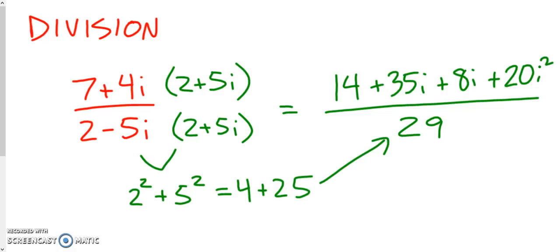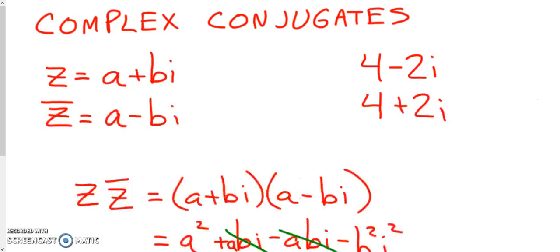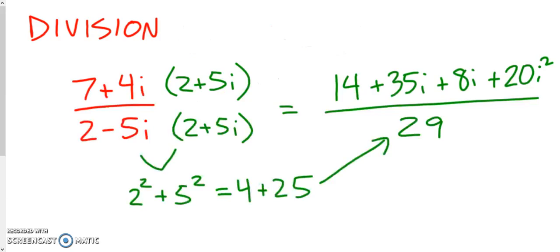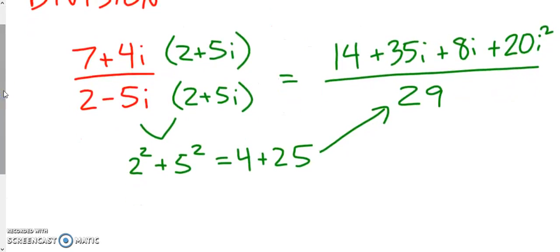I'm taking advantage of this right here. When I take two conjugates and multiply them together, that's just the first piece squared plus the second piece squared, it doesn't have i. Again, if you forget that, just FOIL it out, you'll get the same thing. All right. Now all we got to do is simplify the numerator.